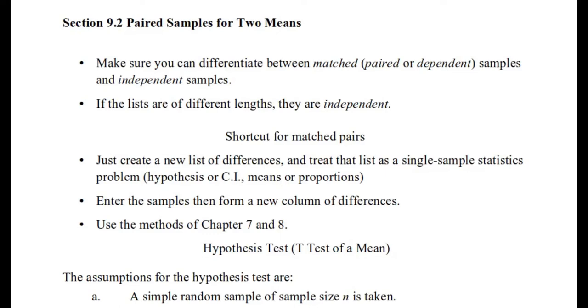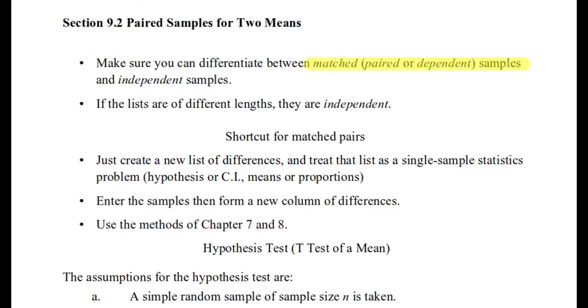Okay, welcome to 9.2. 9.2 is an excellent review of chapters 7 and 8. We're going to go through all of that again. Just a reminder that chapter 9 started with a discussion of being able to differentiate between matched and independent samples. So if you need to, go back and take a look at that again. We're going to be talking about matched, paired, or dependent samples. So that's our topic for 9.2.